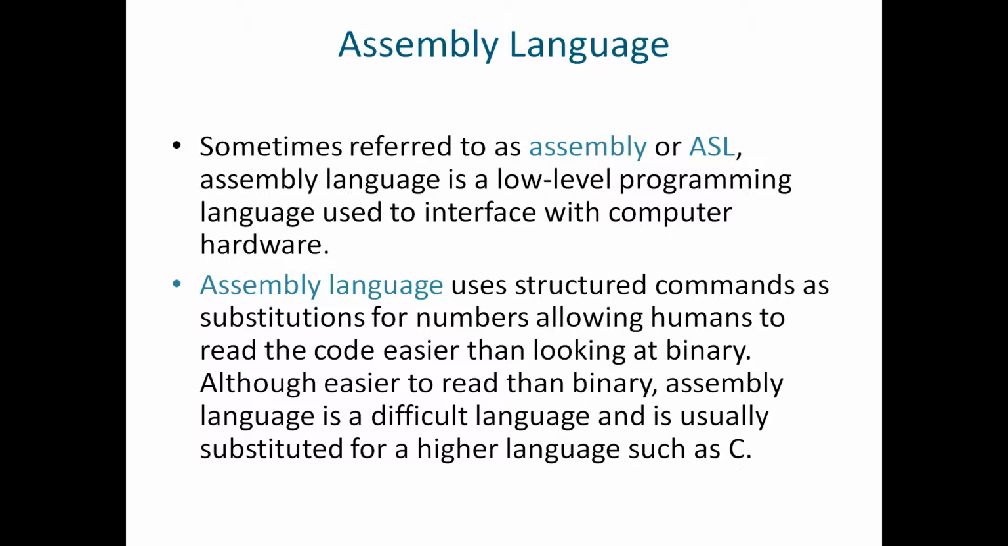Whereas high-level languages are those types of languages that are nearer to humans. We programmers can make the computer understand or give instructions in our own daily life language. So it is much easier for us to program. All that high-level language program is converted into machine language code and then executed. Assembly language uses structured commands as substitutions for numbers, allowing humans to read the code easier than looking at binary. Although easier to read than binary, assembly language is a difficult language and is usually substituted for a higher language such as C.